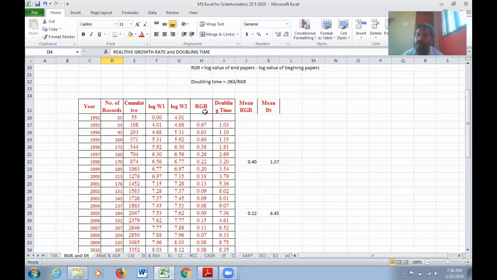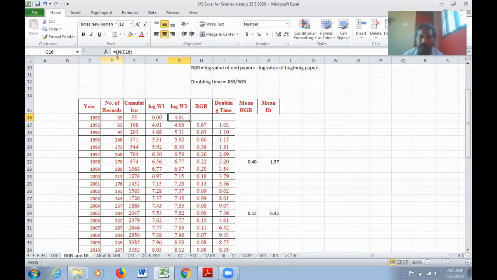You need to find two things: the log value of the initial output and the log value of the final output of each and every year. That is the first step. How to calculate the log value? For example, in the beginning of 1992 we didn't have even a single record, so the log value is 0. At the end of 1992, we have 55 records, so I calculate the logarithm value.